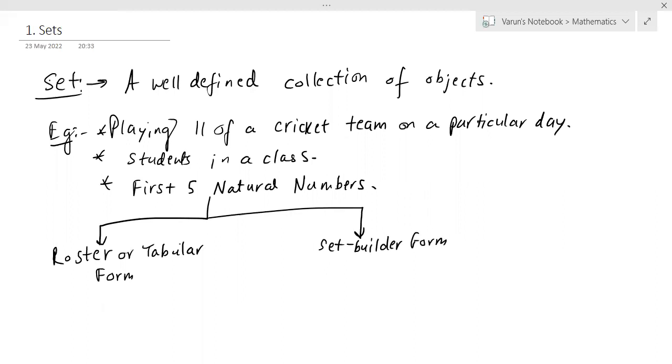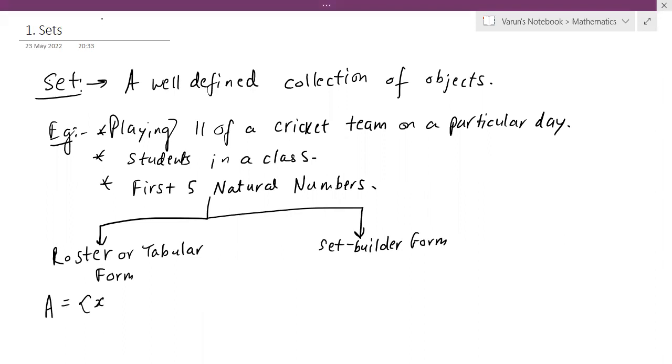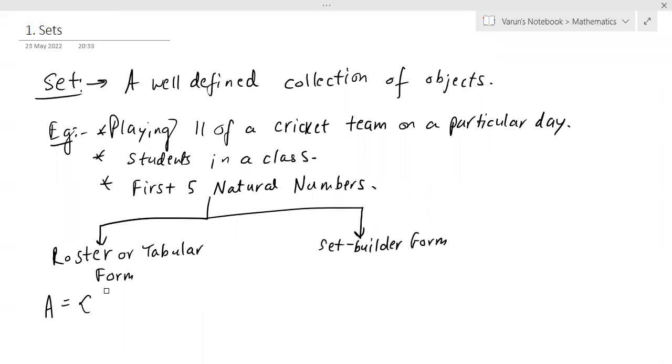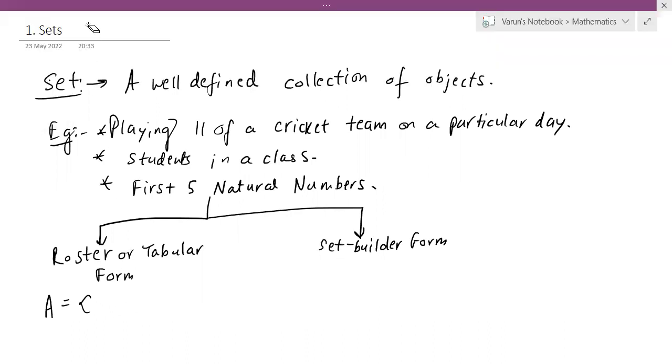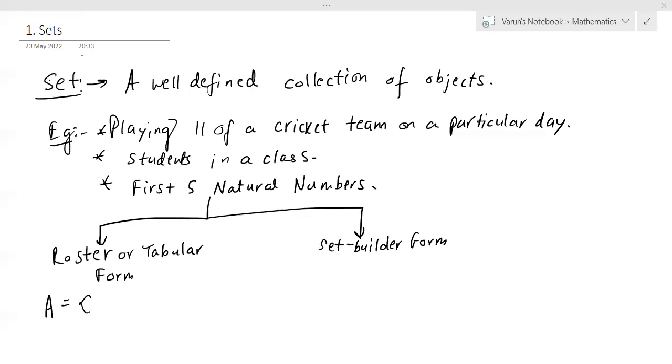For example, first 5 natural numbers. A is a set of first 5 natural numbers. So I'll write A is equal to, and I'll tabulate. I'll enlist all the possible elements. So you will have 1, 2, 3, 4, 5. That is basically your roster form.